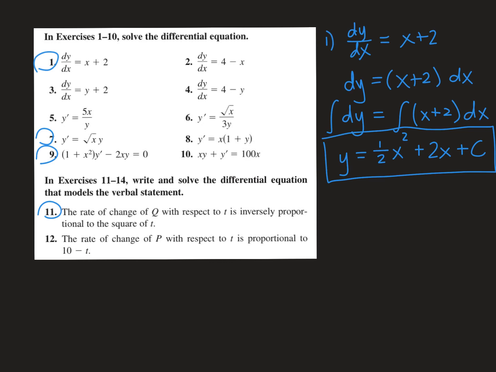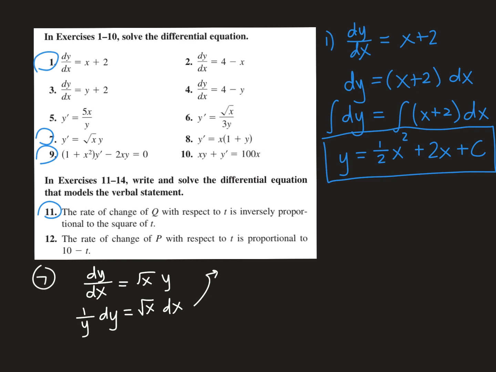Number 7 is a little bit more complex. So number 7, we have, I'm going to just rewrite it as dy dx, even though it's y prime, equals the square root of x times y. So separating the variables, I want to multiply both sides by dx and also divide both sides by y. So I'm going to end up having 1 over y dy equals the square root of x dx.